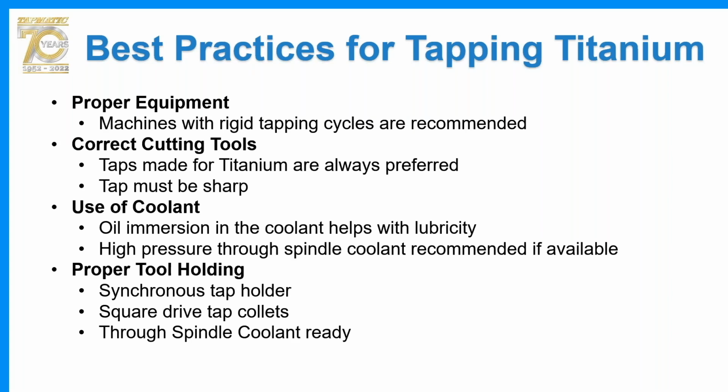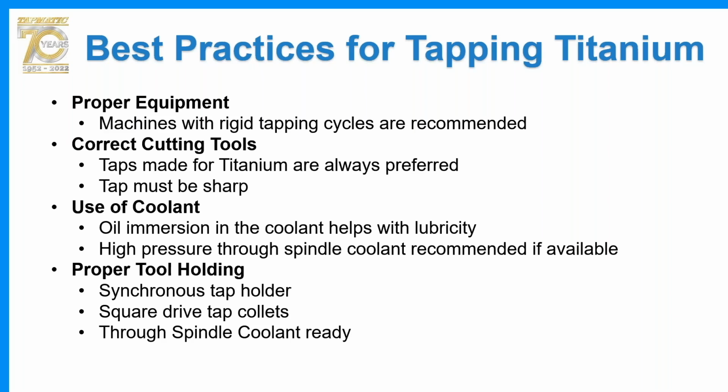In a rigid tapping cycle, the machine spindle rotation and feed rate are synchronized to match a specific thread pitch. As mentioned earlier, taps made for titanium are always preferred due to their advanced geometry and will give best results in this material. And the tap, again, must be sharp. The use of coolant is also very important. Oil immersion in the coolant helps with lubricity. High pressure through spindle coolant is recommended if available for chip evacuation.